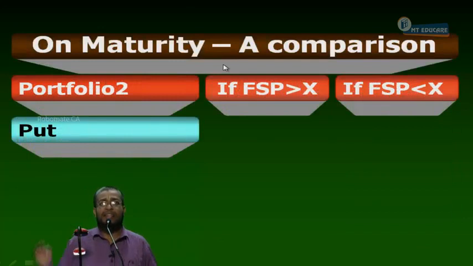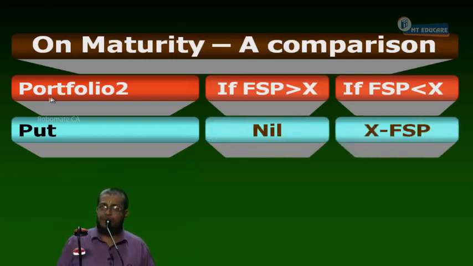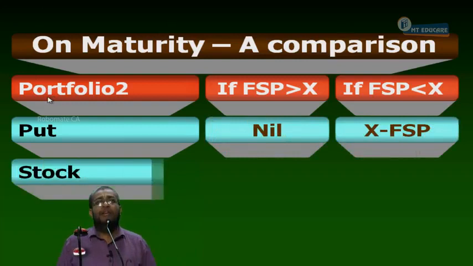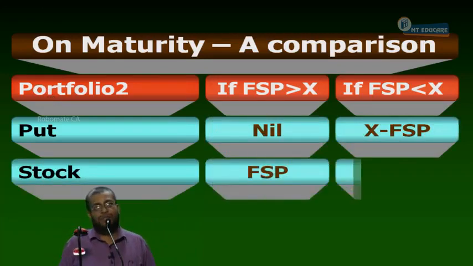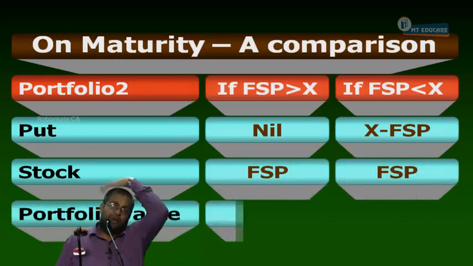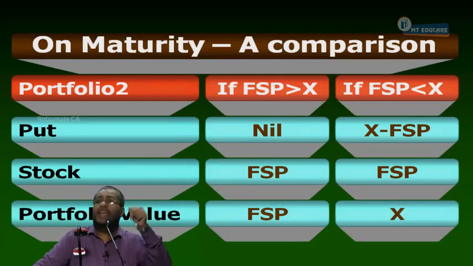Same as second portfolio, what happens? Put option. Exercise or lapse? Lapse. What is the value of a lapse put option? Nil. Second case what? Exercise. Sell at X, share worth what? FSP. X minus FSP. The share price today is spot price, later becomes what? Future spot price. If I total, the value of portfolio is FSP and strike price. Both portfolios have got the same maturity value.